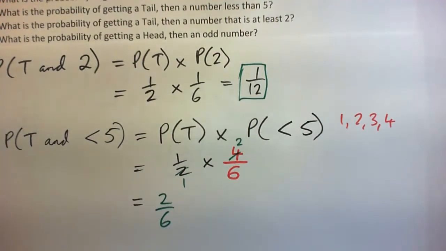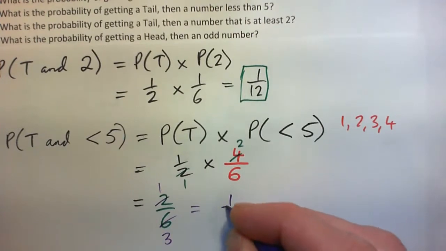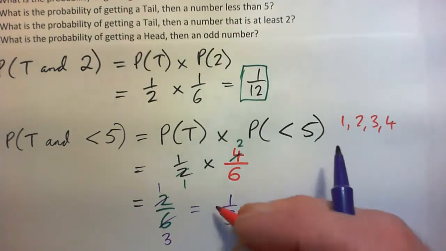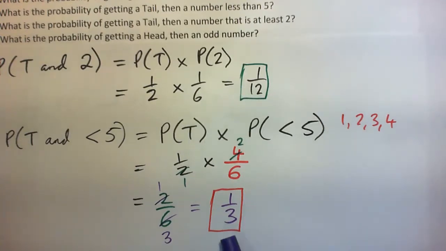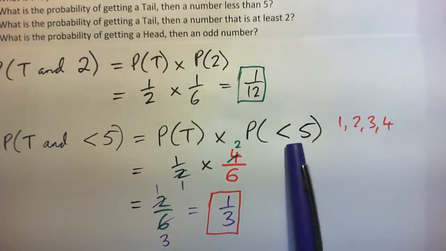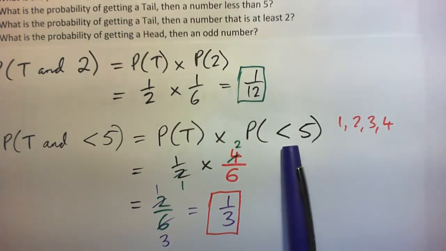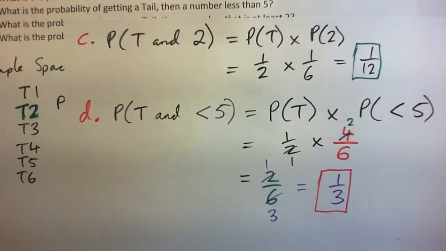And of course, you can cross-cancel again. 2 into 2 goes once, 2 into 6 goes 3 times, and the answer is 1/3. Agreed? Right, so this is more likely. Because why is it... So the other ones we got 1/12. Why is this one more likely? Right, because there's more options for the dice. The dice can be more than just one number, right? Now, if we go to our sample space, we should be able to see this as well, right?